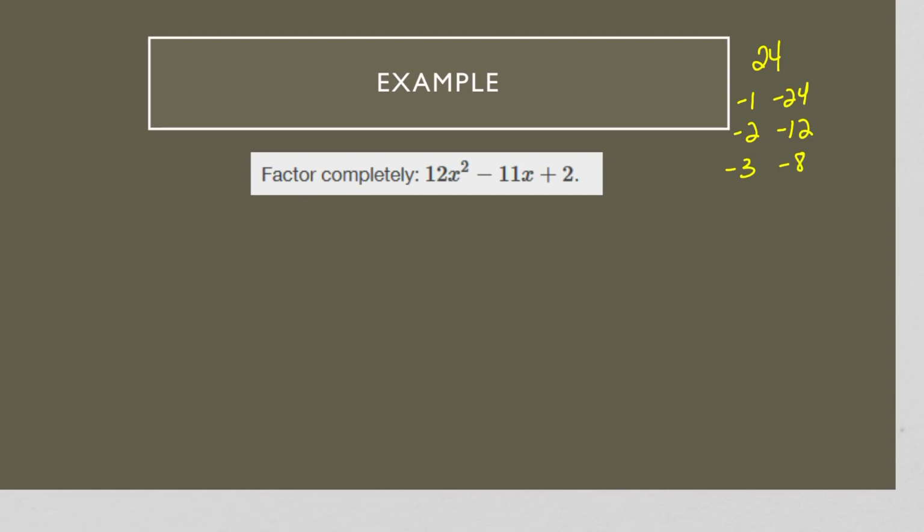So what we're going to do is we're going to rewrite our middle term using negative 3 and negative 8. So first term just gets rewritten. Middle term gets rewritten as negative 3x and negative 8x. Okay, so now we're going to factor by grouping.